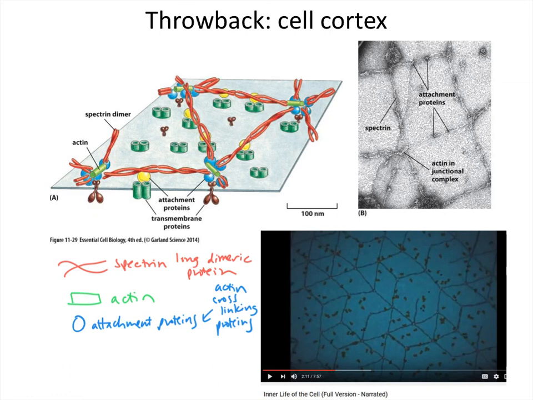As a reminder, this is the cell cortex of a red blood cell, and while this is pretty complicated and there's a lot of parts, that's actually considered to be a less complex cell cortex than a lot of other cell types. And once again, that inner life of the cell video highlights some of this appearance. So these little triangles here with the spectrin, that's what we see here as part of the cell cortex.